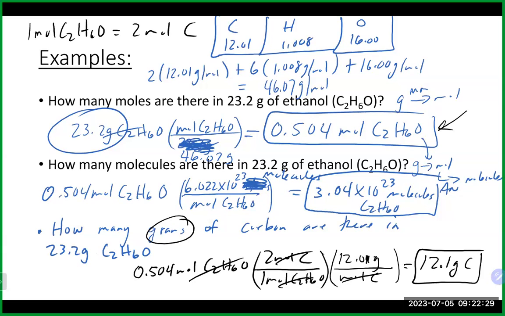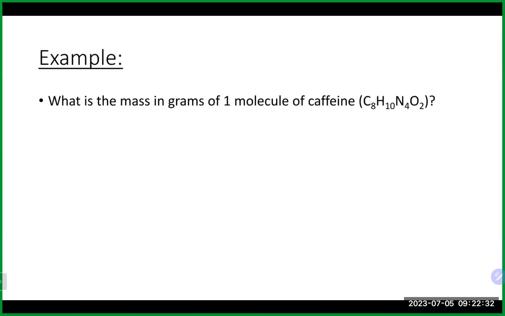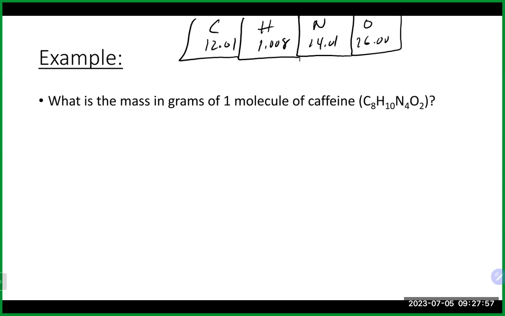All right. Let's take a look at one last one of these types here. What is the mass in grams of 1 molecule of our friend caffeine? Again, carbon 12.01, hydrogen 1.008. All right, so let's take a look here. We want grams, we have molecules, so that's a key. We need Avogadro's number here. So again, we're going to go from molecules to moles to grams, and again, Avogadro's number first, followed by the molar mass to get us there.